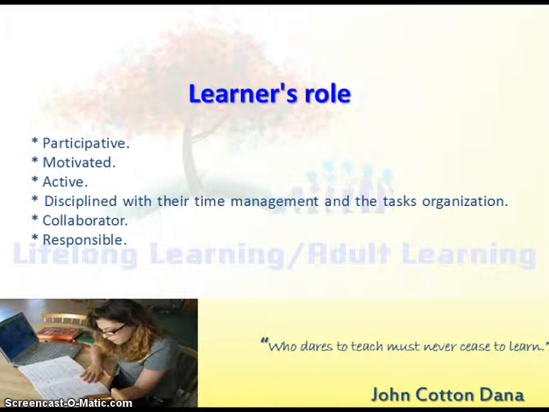On the other hand, learners also have a role in this process. They must be participative, motivated, active, and disciplined with their time management and task organization. Besides, they have to identify their learning styles and be a collaborator in their own learning process by being responsible and taking control of it. In other words, to move towards self-direction and autonomy.